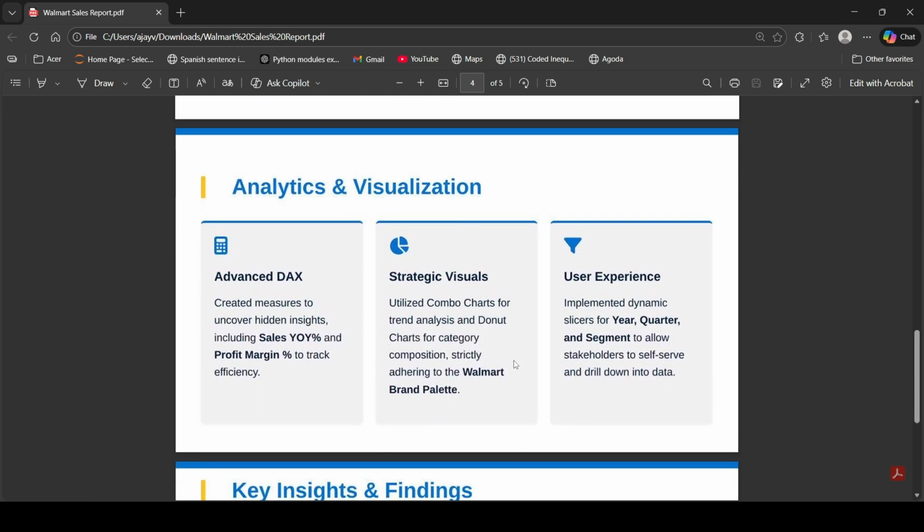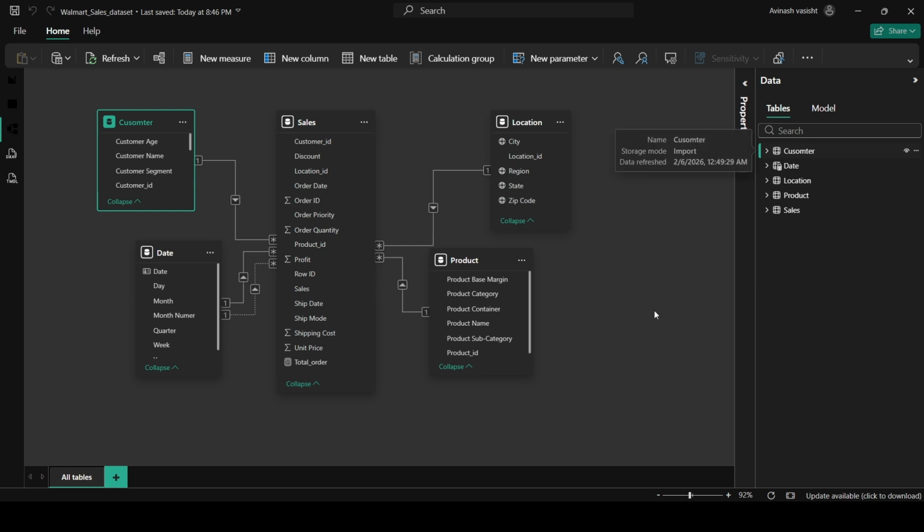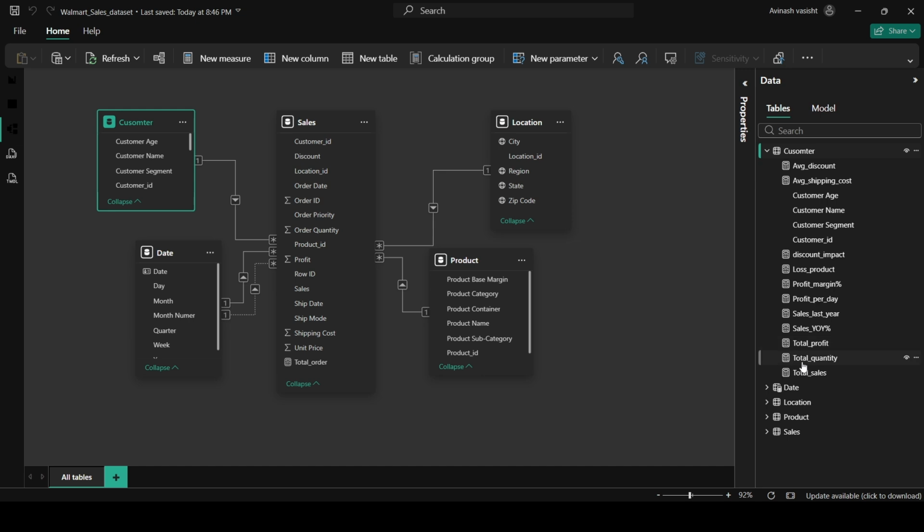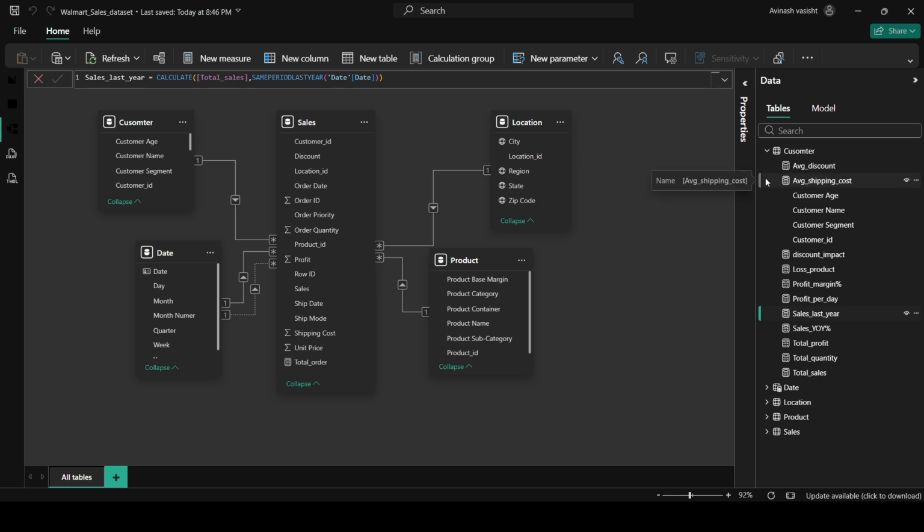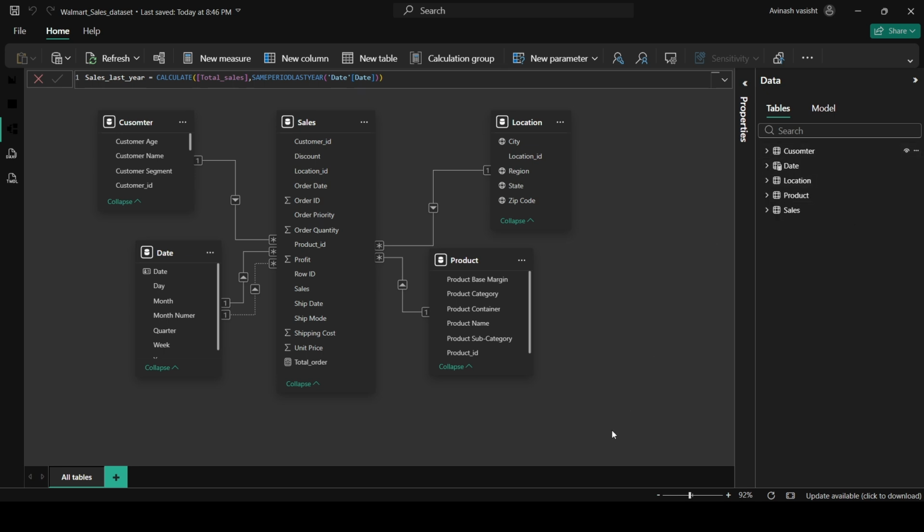After creating all this ETL process, I also created DAX measures to find the insight from the raw data. I created total sales, total profit, sales YOY, sales last year, and some others also. But I didn't use all the calculations in my dashboard.